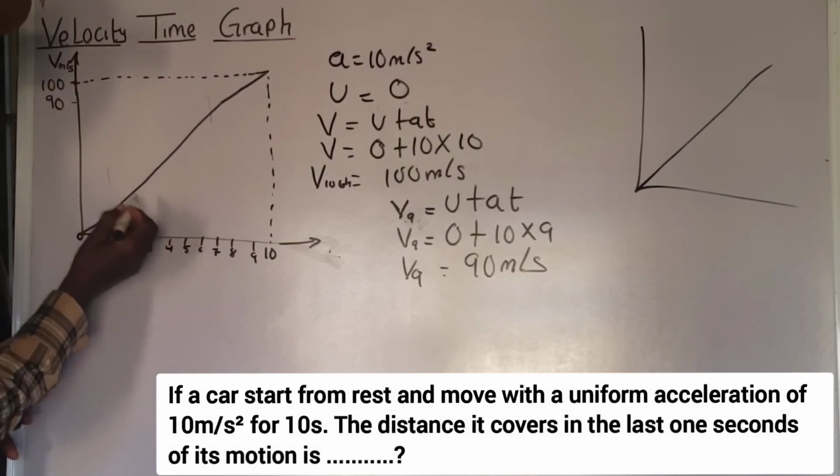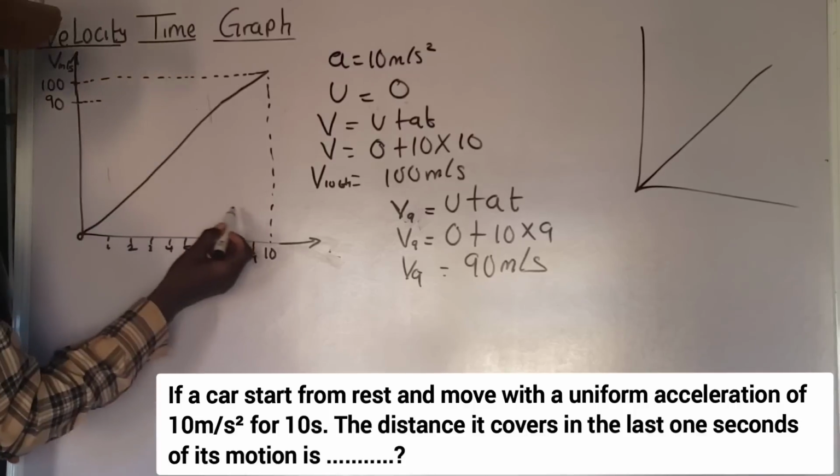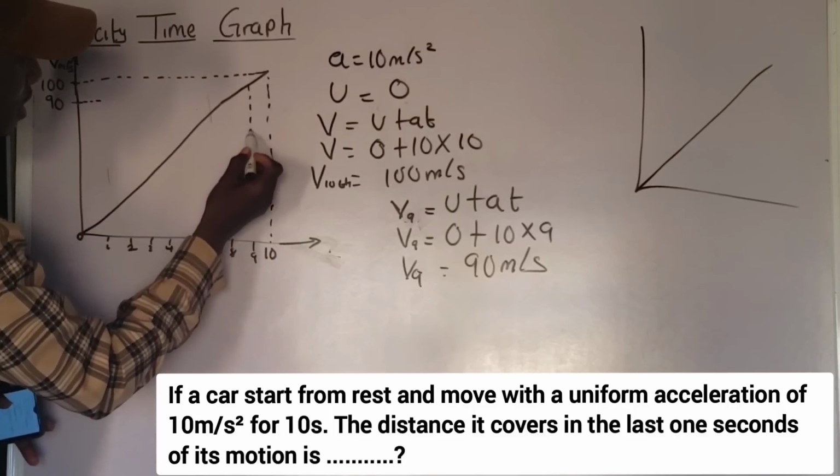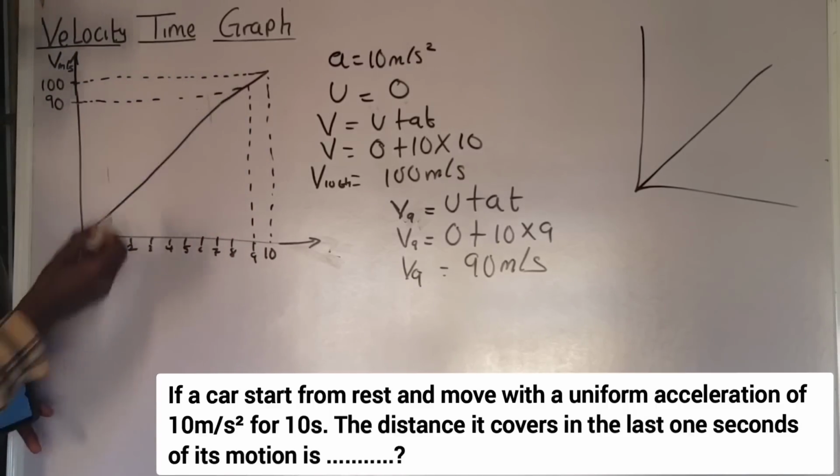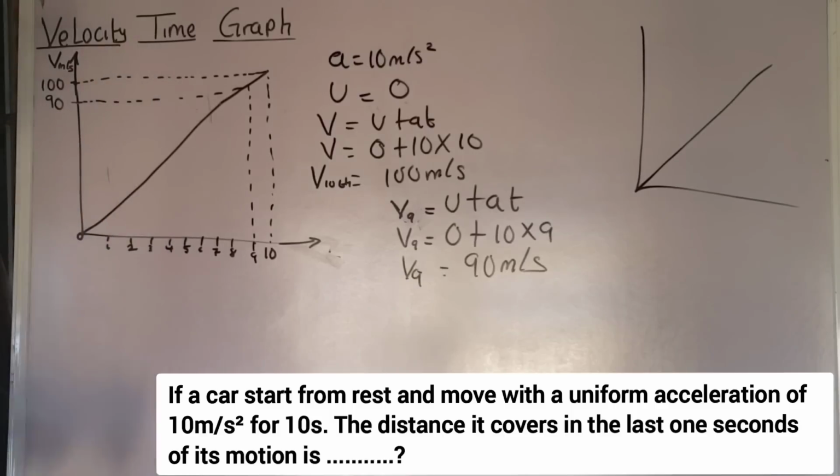Okay, so let me just sketch this down and then let's have something like this. You understand? So now we can easily determine the distance that the car covered in the last 1 second of the motion. How do we do that? We just have to take the area of the shape that we have on this board. And the difference will give us the distance that is covered in the last 1 second.